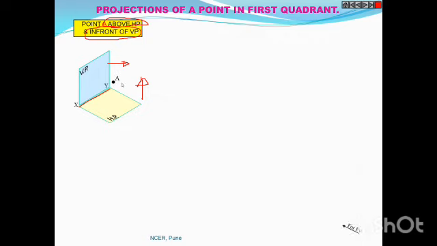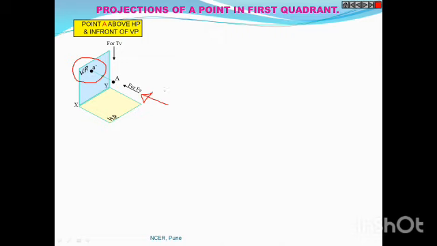Point A is above the HP by some distance and, sorry, in front of the VP by some distance. Okay. So for the front view, you are looking from this direction. So you will get the front view of point A as A dash on the vertical plane. This is the direction of the observer for the front view, and you get the projection of point A on the vertical plane.